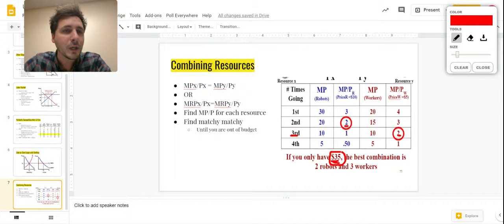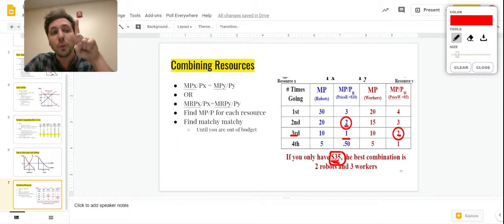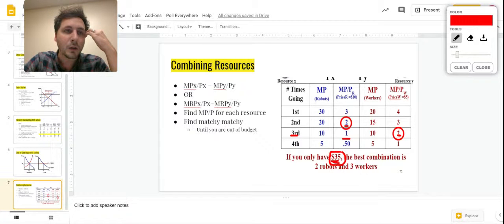So be able to puzzle those out. If you have something where the MP over P is 1 for robots and MP over P is 4 for workers, then you have to decide, should I buy more robots or less robots, or more workers or less workers, right? So in this scenario, if I have an MP over P of 1 for robots and 4 for workers, I need to try to get those closer together. So I need 1 to go up. How do I get the marginal product per dollar to go up?